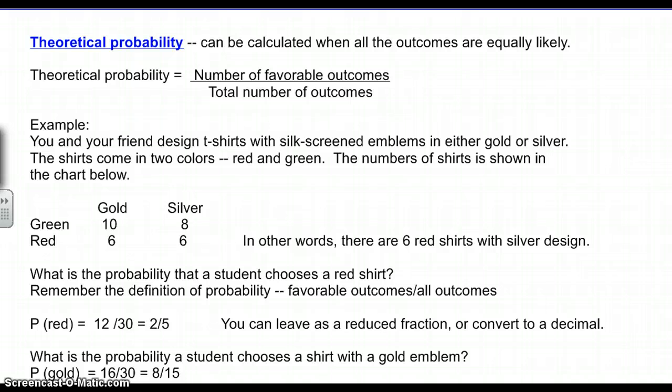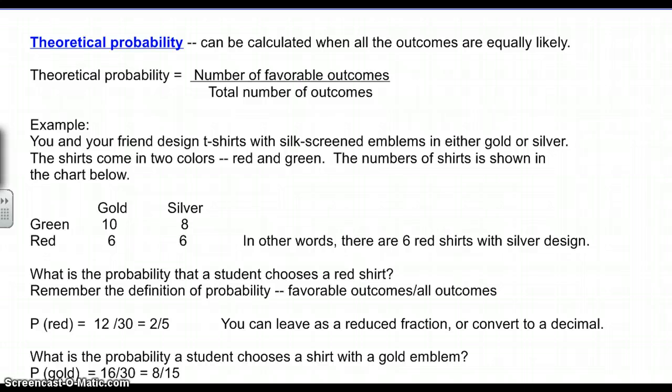What's the probability that a student, first of all, just chooses a red shirt? Okay? So he just walks up to the table and randomly he's going to choose a red shirt. Or he's blindfolded, he reaches into the box and he just grabs a shirt and it happens to be red. Well, think about the definition of probability. It's the favorable outcome, that would be to get a red shirt, divided by all the possible outcomes. That's all your shirts together.